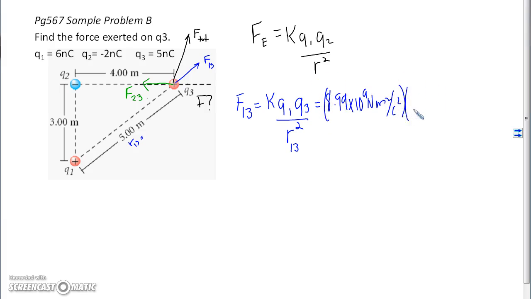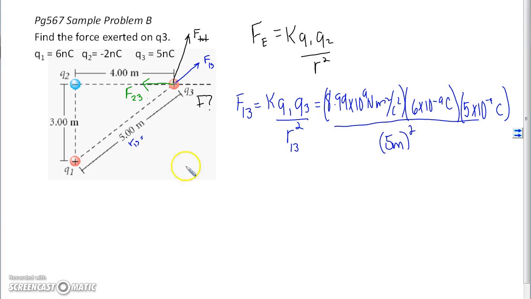Now Q1 is going to be our value right here, which happens to be 6 nanocoulombs. So nano is to the negative 9th, so I'm going to immediately convert that into regular coulombs. And then charge 3 is 5 nanocoulombs, like this, 10 to the negative 9 C. All divided by 5 meters squared, because that's the distance between these two charges. And notice that we're using the straight line distance, so it happens to give us that value, which is really nice.